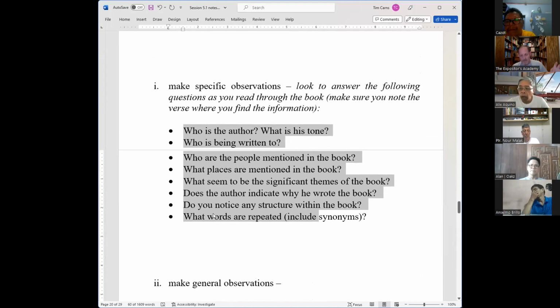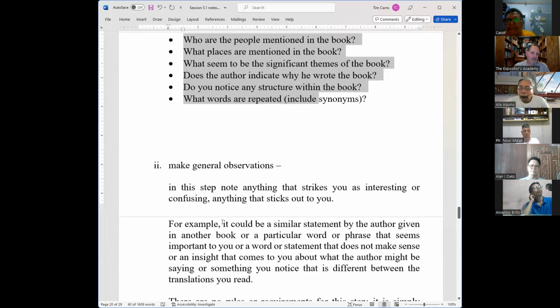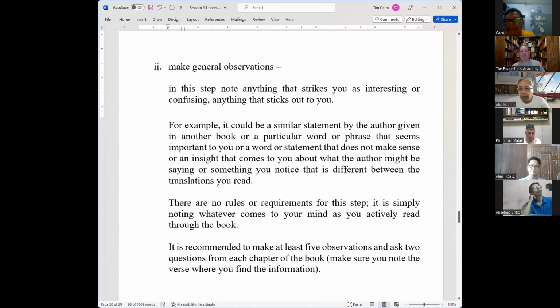And then after you've gone through the book answering these questions, go back through the book again and make general observations. I would spend 10 or 15 minutes in each chapter, again looking for things that stick out to you, things that interest you, things that are confusing, things you have questions about, things that seem repeated. There are no rules or requirements for this step except to just identify those things that catch your attention.